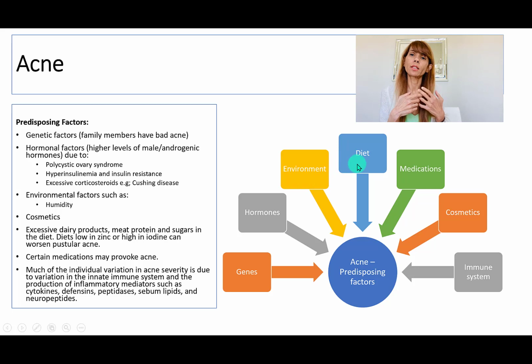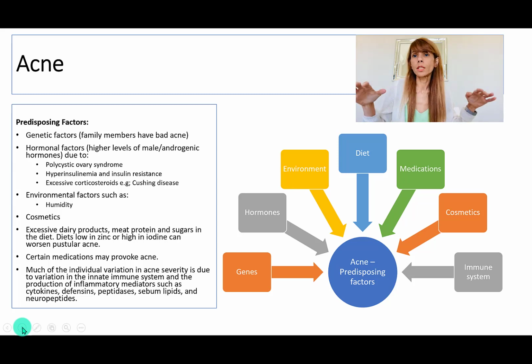Then there are dietary factors, for example, sugars and meat-based products or proteins. Then there are medications that can increase our risk of developing acne. There are cosmetics, which is basically irritation from external sources. And finally, there is immune system dysregulation. So all kinds of different things put together will cause acne. Sometimes people have a few of them, sometimes they have all of them, sometimes they just have a couple of them. But whatever the case, they have at least a few. So to minimize the risk of acne, we can look at all of these targetable areas.